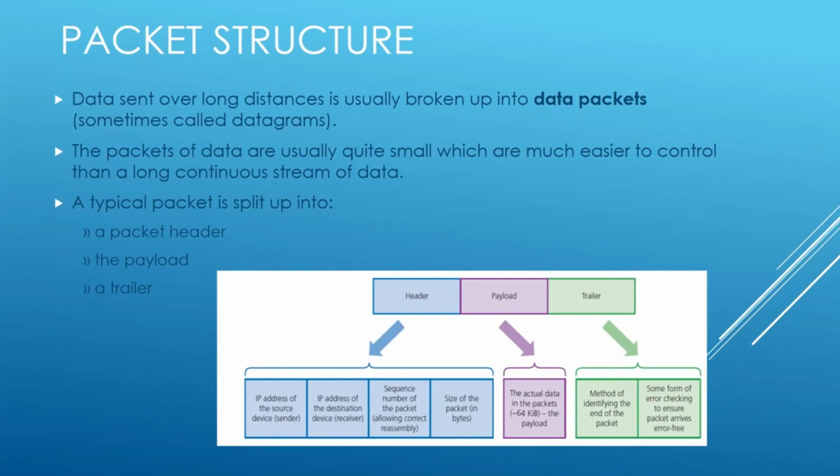The second component of my data packet is the payload, and that is the actual data that is being sent, and it is of 64 kilobytes. Lastly, it's the trailer, and this contains two components, two parts. The first one is a method of identifying to the data that this is the end of the packet. And secondly, it needs some sort of error checking method to ensure the data has been received accurately on the receiver's end.